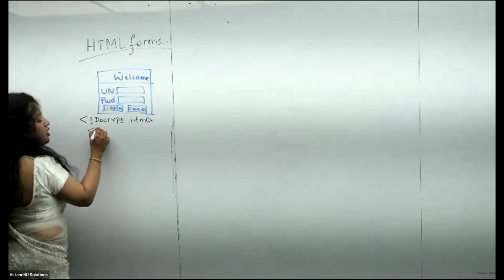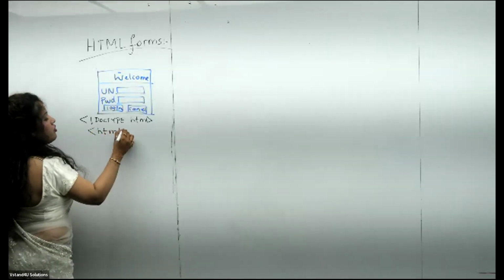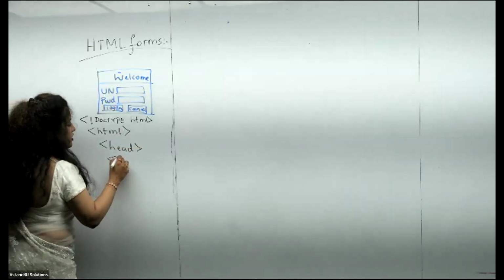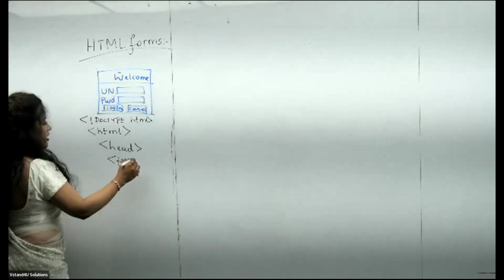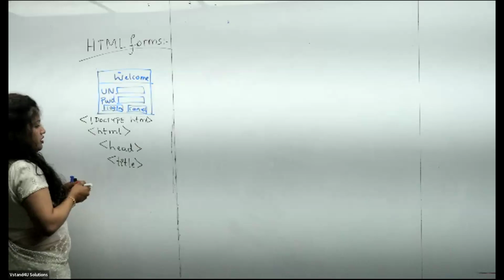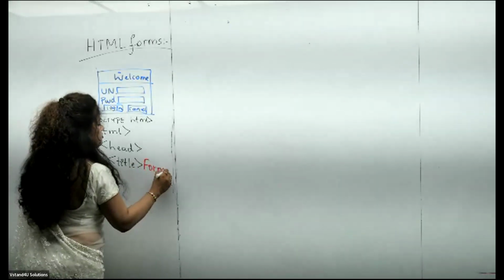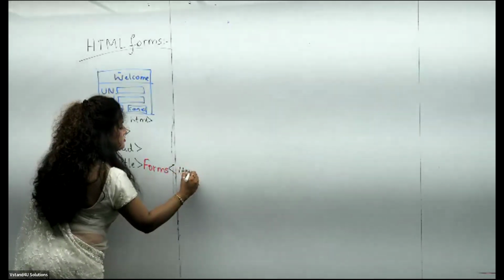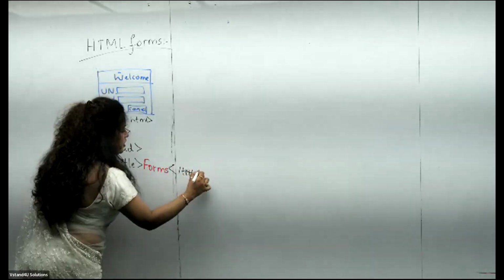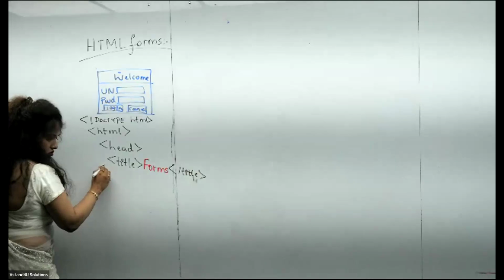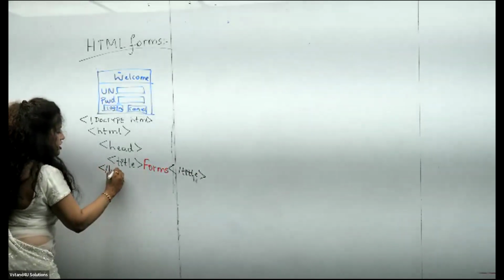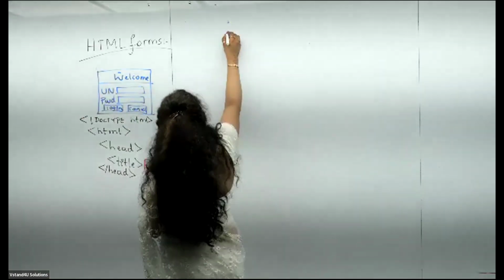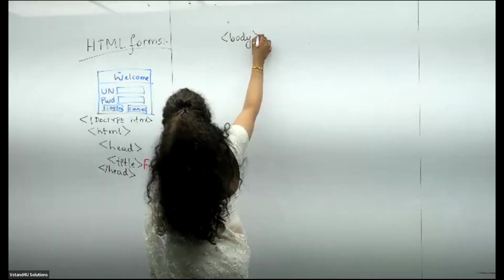Next, I have to open the HTML tag. After that, I open the head tag, and after the head tag, I open the title tag. Let me mention the title as forms. Now let me close this title tag. Clear till here? Any doubts? After this, let me close the head tag, and now let me open the body tag.